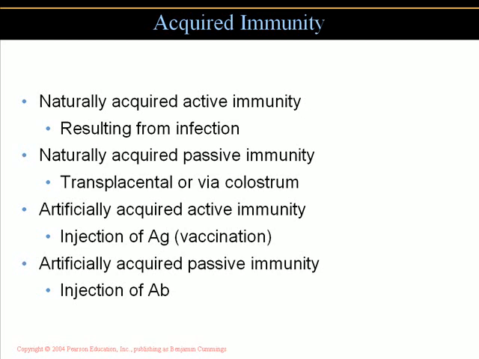Now, acquired immunity. Naturally acquired active immunity results from an infection. Naturally acquired passive immunity is placental, transplacental, or via colostrum, which is basically the antibodies from the mom's milk. The first few weeks of milk production by the mom will transmit some immunities to the infant. Artificially acquired active immunity is an injection of an antigen, a vaccination. Artificially acquired passive immunity is an injection of antibodies.